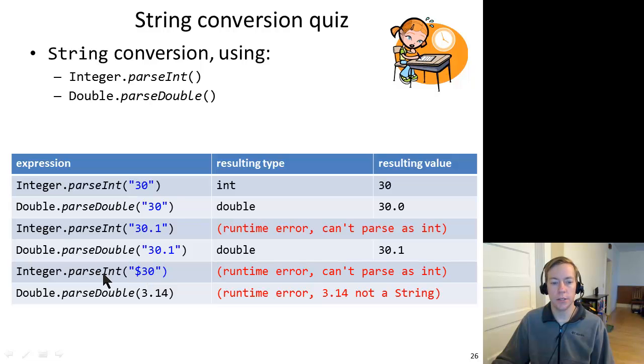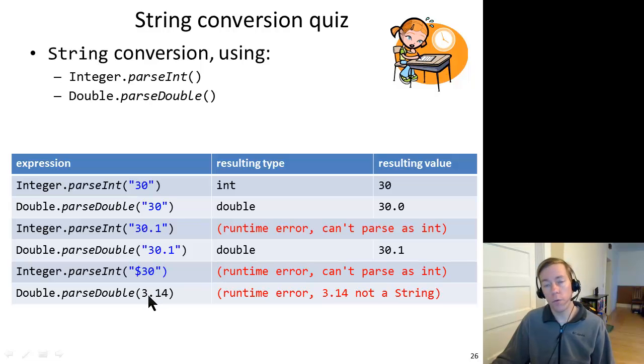All right, these things aren't flexible. You can't have extra stuff in here. You can't have a $ sign. You can't spell out the word thirty or anything crazy like that. If you're trying to parse something that is an int, it better just contain numbers. All right, parse double.